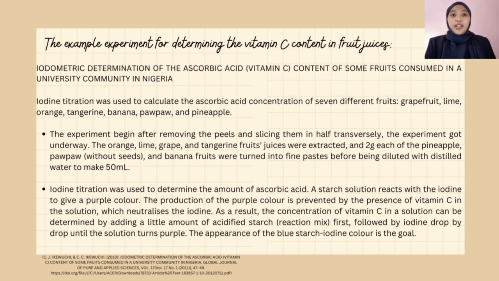The starch solution reacts with iodine to give a purple color. The production of the purple color is prevented by the presence of vitamin C in the solution, which neutralizes the iodine. As a result, the concentration of vitamin C in a solution can be determined by adding a little acidified starch first, followed by iodine drop by drop until the solution turns purple. The appearance of the blue starch-iodine color is the endpoint.